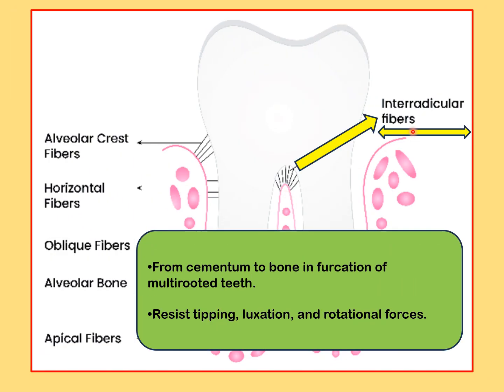So coming to the interradicular fibers, these fibers extend from the cementum to the bone in the furcation areas of multi-rooted teeth. Their main role is to resist the tipping, luxation, and the rotational forces, which help to stabilize the tooth in the socket.